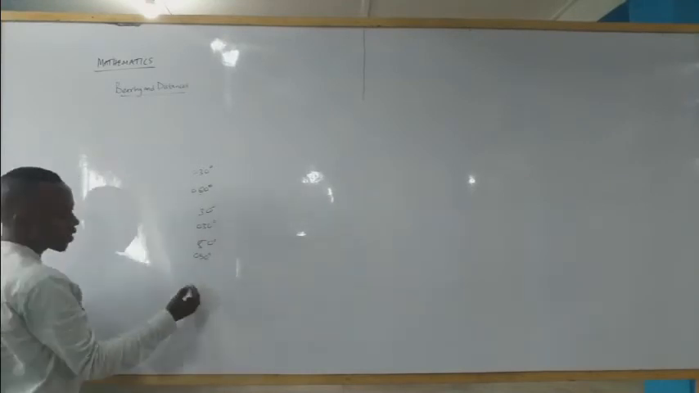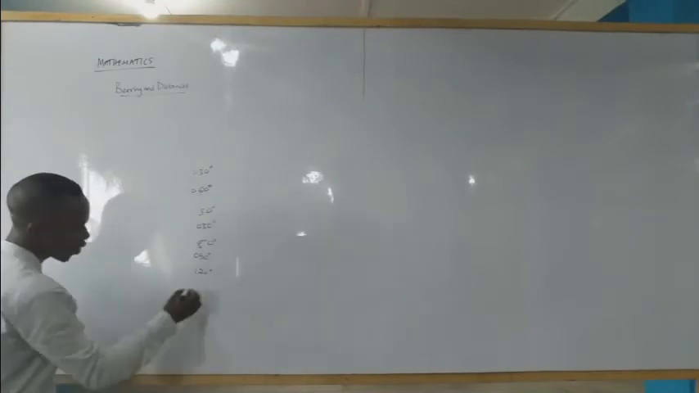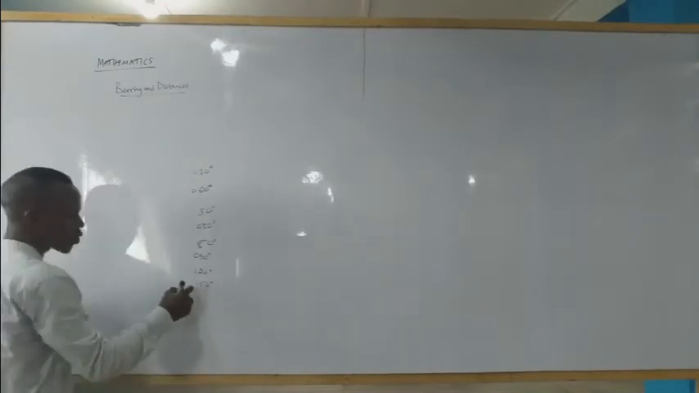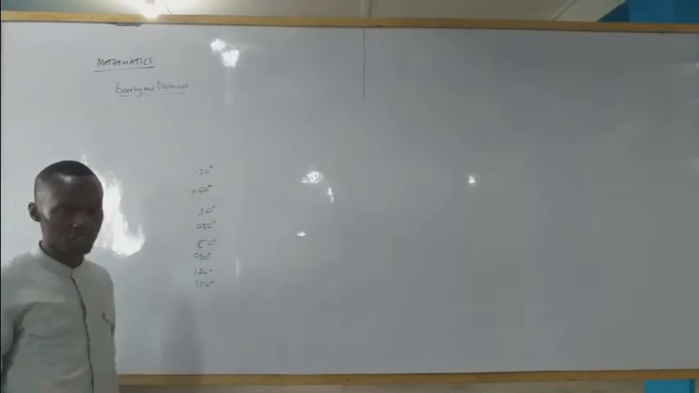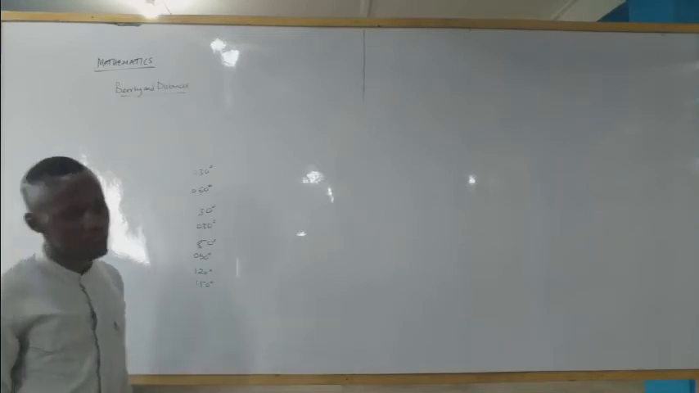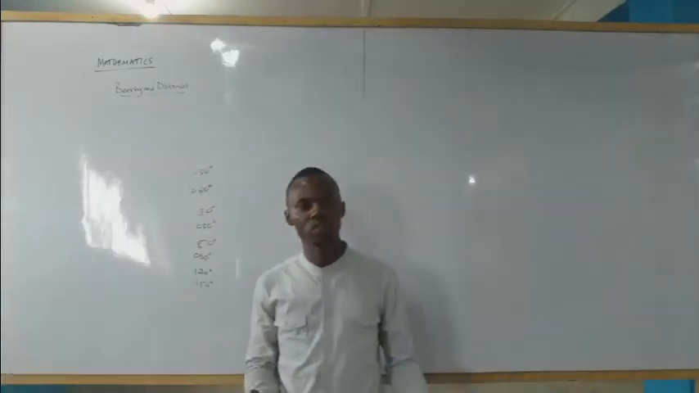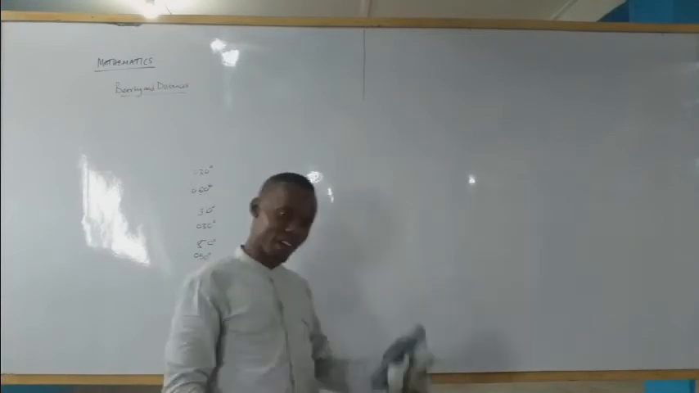In the same way you can be given 120 degrees, 150 degrees. These are already complete, 3 digits. That's a 3 digits bearing. When we are talking about the compass bearing, it will give you the direction where you're starting from and the direction you're going.